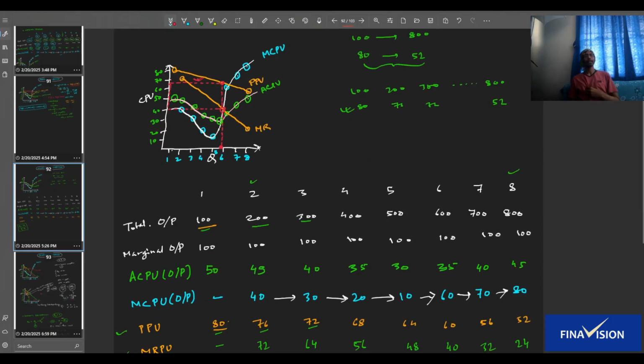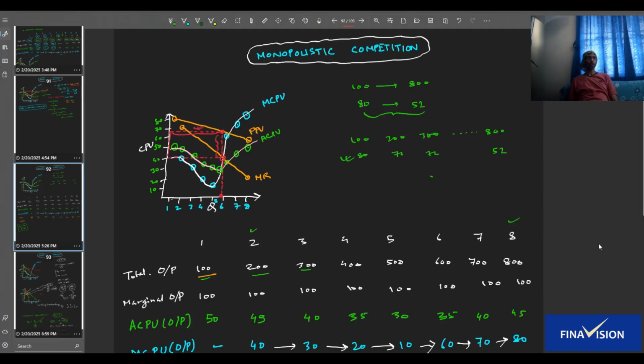This area is bound by these two dimensions. One is the horizontal dimension and one is the vertical dimension. This area represents the amount of profit at the profit max point. Now this is in the short run, friends. This is in the short run.